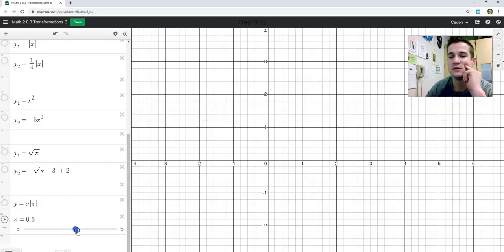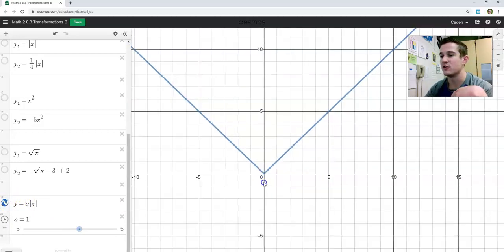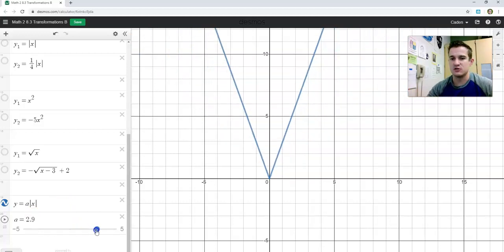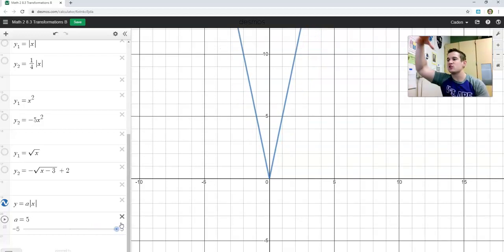I have y equals the absolute value of x, this parent function right here. It's a V. And right now, you notice I have a slider down here that's going to change my a value. Right now it's 1, so this is the parent function. Notice what happens when I make a bigger. So I'm making a 2, 3, 4, 5. Notice it's almost like I took the top of this graph and I stretched it, made it skinnier, thinned it out a little bit. That's a vertical stretch. When a is greater than 1, it causes a vertical stretch.